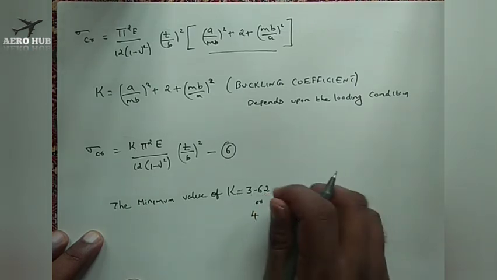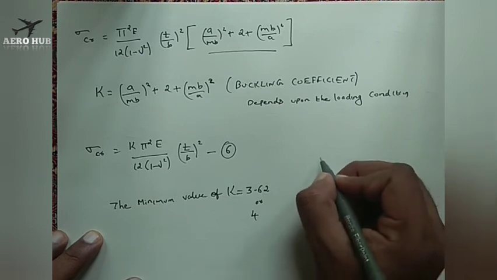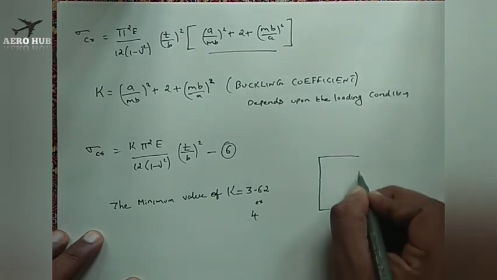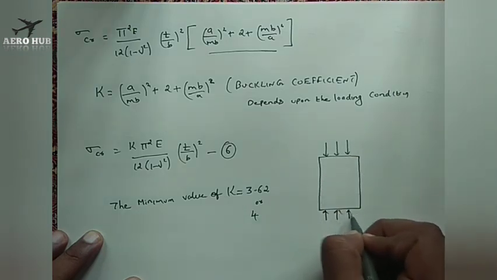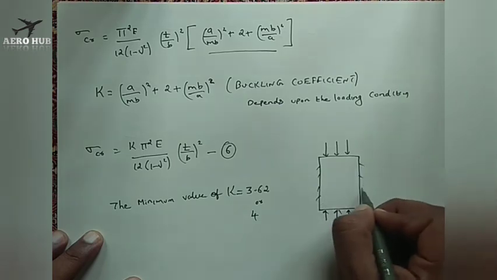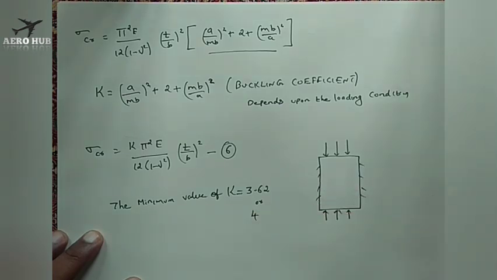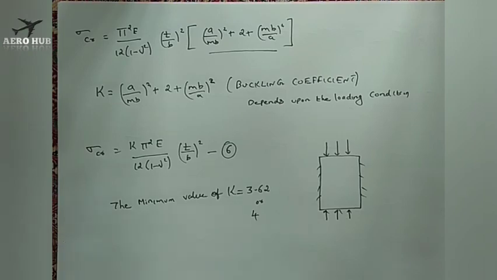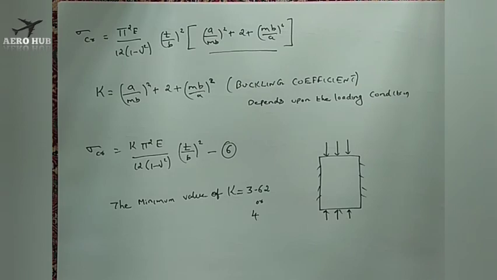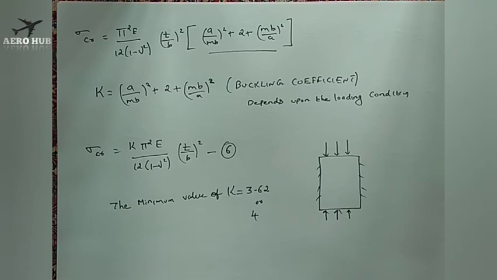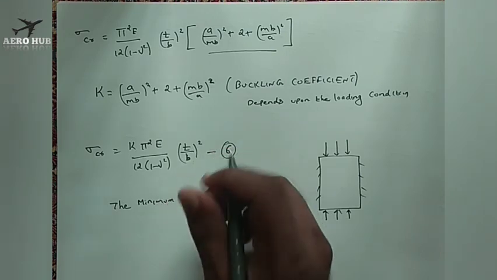Okay, that is when you have simply supported edges at the two sides. That is, this is the condition when I have a compressive load on both sides and I am simply supporting here. The value of K is 3.62. Okay, when the loading condition changes, the value of K changes, and we have an estimation of K with respect to the aspect ratio a by b. You can find that in Aircraft Structures by DJ Perry, and this is the main equation we are using to solve numericals, as well as in GATE examination we are using these equations.